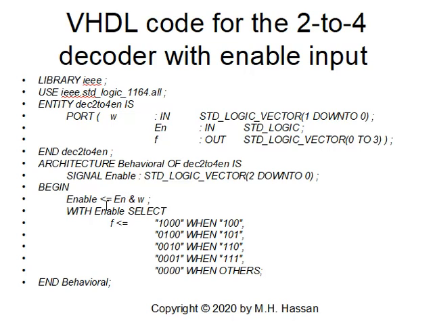So with Enable, the signal we defined as 3 bits, select. I will assign F to be 1, 0, 0, 0 when I have 1, 0, 0. So minterm 0 has been generated. Minterm 1, 0, 1, 0, 0, when the enable is 1 and the input W is 0, 1. We'll have 0, 0, 1, 0 when the enable is 1 and W is 1, 0. And it will be 0, 0, 0, 1 when the enable is 1 and the input is 1, 1. And it will be all zeros when others.